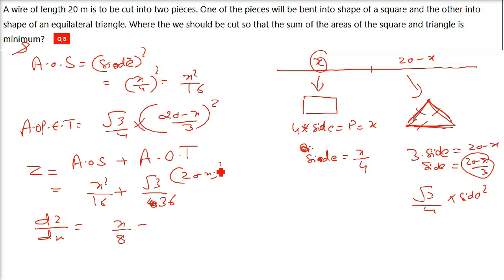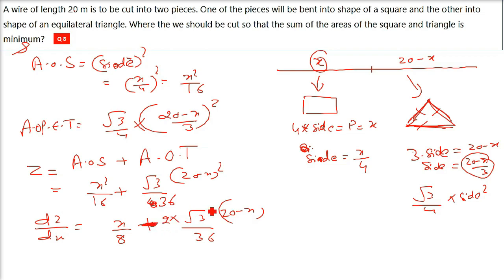Here in this case you have root 3 by 36. Let it be like this. 20 minus x square will be 2 into 20 minus x. Differentiation of 20 minus x will be negative 1. So this negative will come in between. Positive was already there, and this will be negative in between. So we will get x by 8 minus 2 root 3 by 36 into 20 minus x. So there will be a negative in between.